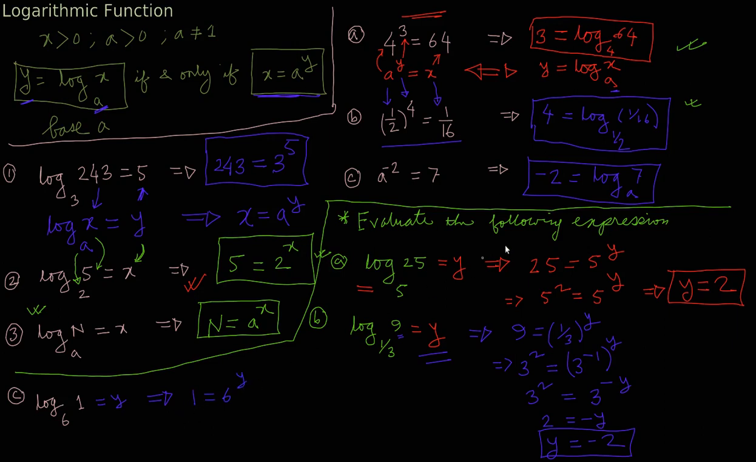Now how can I write 1? I can write 1 as 6 power 0 equal to 1, and then 6 power y. So I can say y equal to 0. So that's the value of this expression. So as you can see, we can find any logarithmic expression value.